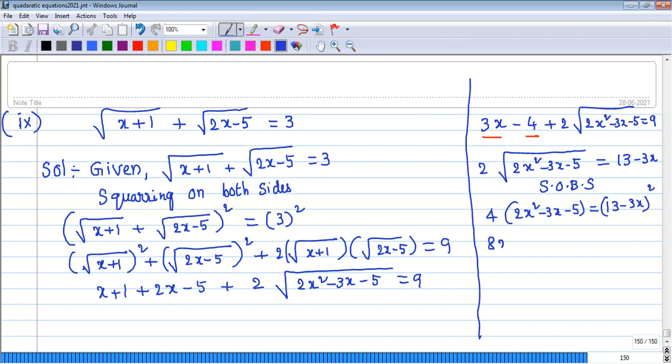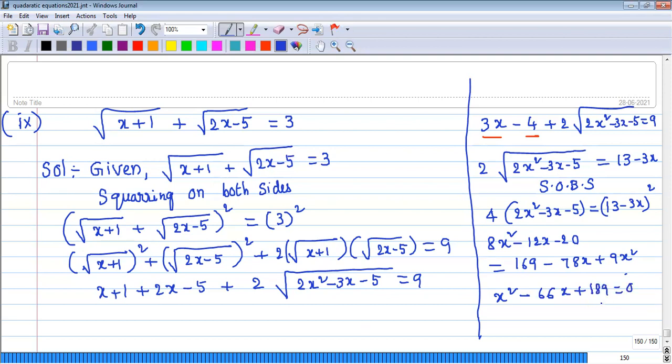This will be 8x square minus 12x minus 20 equals 13 square, 169, minus 78x plus 9x square. Now we need to simplify. 9x square minus 8x square is x square; minus 78x plus 12x is minus 66x; plus 169 plus 20, 189, equals 0.